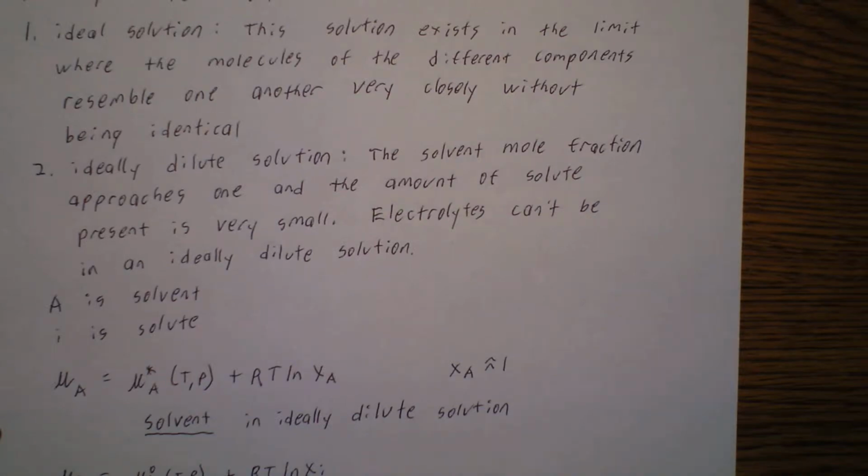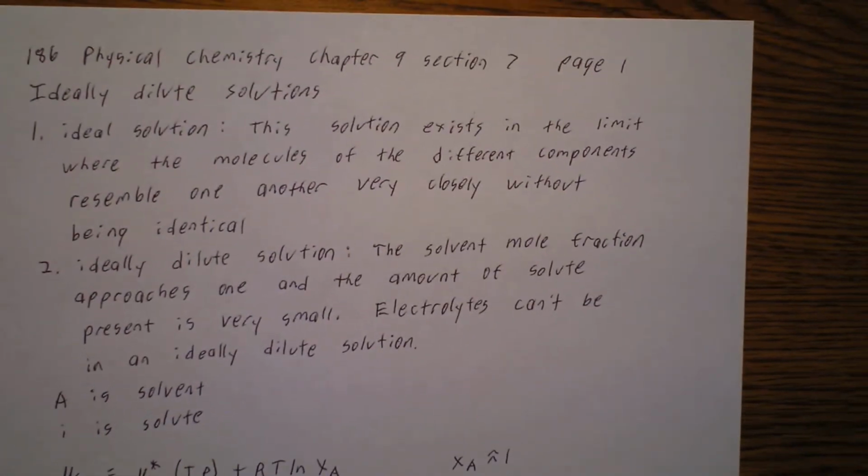Continuing on physical chemistry, we're in chapter 9, section 7 now. We're going to talk about ideally dilute solutions.